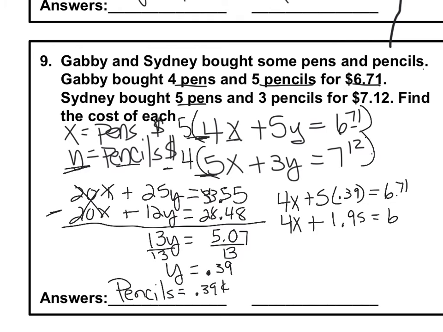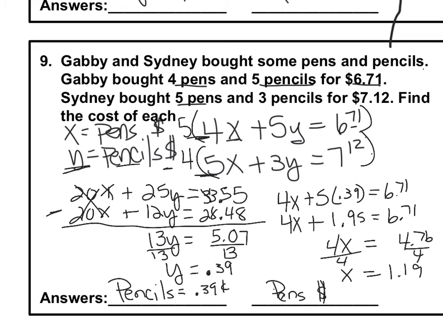So 4x plus 1.95 equals 6.71. And then you're going to subtract $1.95 from 6.71. So 4x equals 4.76. And then you're going to divide by 4. And you're going to get x equals $1.19. So your pens, which cost a little more, are going to be $1.19 each.